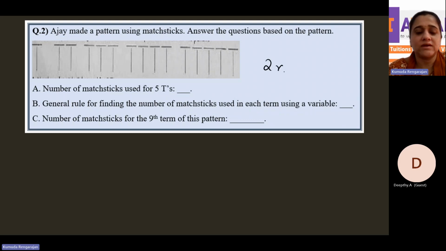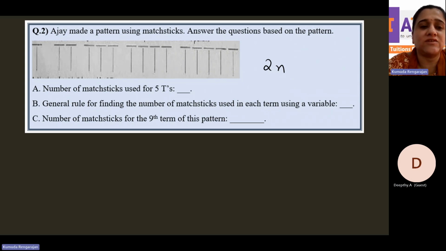The rule is 2n. Number of matchsticks for the 9th term of this pattern. So now you should use the rule and answer the question. Ma'am, 9 into 2, 18. 2 into 9 because 2n and n is 9. So 2 into 9, 18. Yes, ma'am.